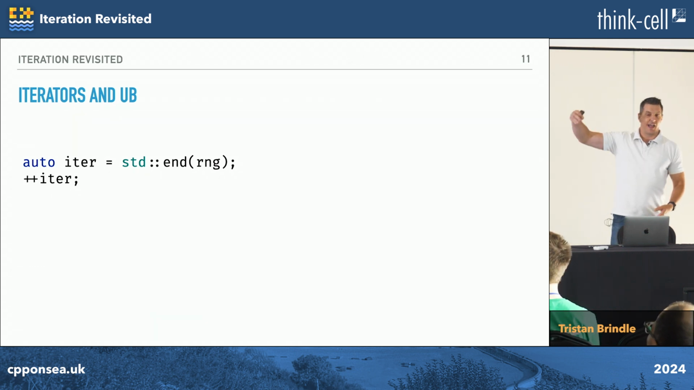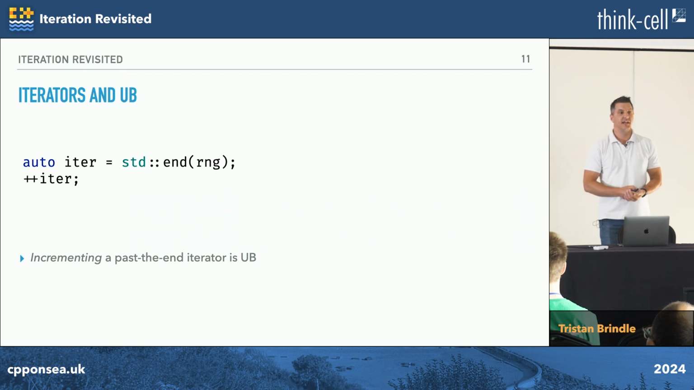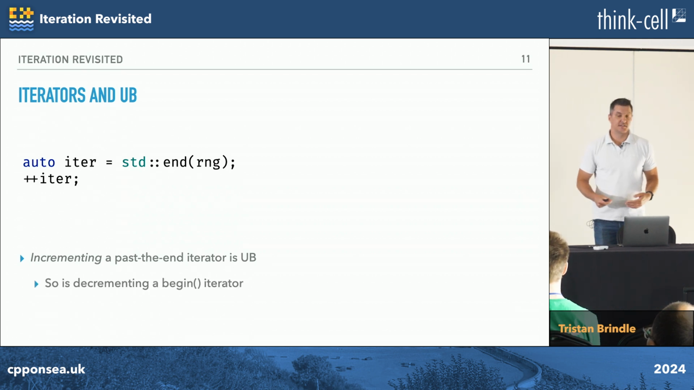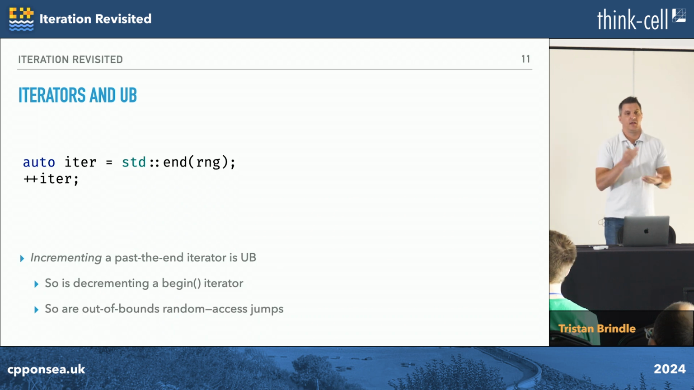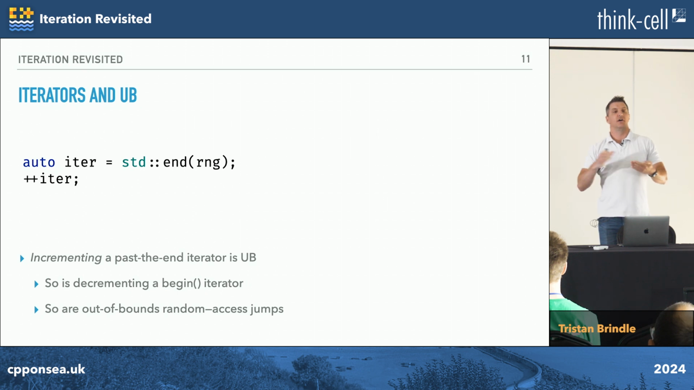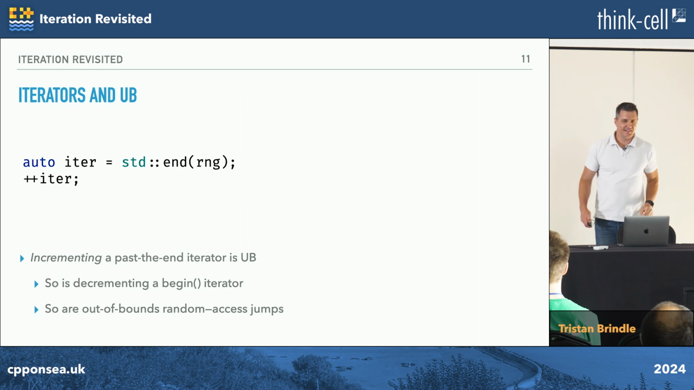What happens if we have our past the end iterator and we try to increment that iterator? Well, the standard tells us that incrementing a past the end iterator is undefined behavior. If you have a bidirectional range, decrementing a begin iterator is undefined behavior. And if you have a random access range, doing an out of bounds jump, forming an iterator that is outside of the range, is undefined behavior. So operator star, no. Operator plus plus, no. Not great so far. Let's carry on.